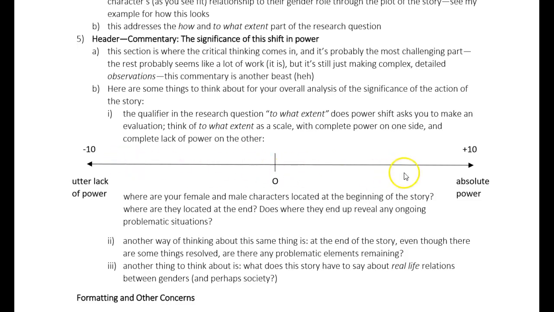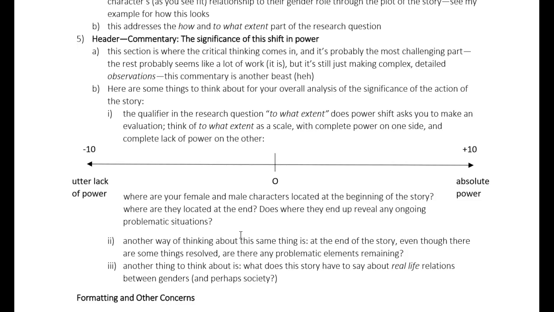Well, throughout the story, that power shifts and it moves. So it's no spoiler to say that during the story, Red's power dips to 0 or maybe even below 0, and then she gains it back. And the wolf goes from having a really high level of power and control and authority to less than that. So you might ask yourself, where are your female and male characters located at the beginning of the story? Where are they located at the end? And does where they end up reveal any problematic situations? If there's still a power disparity, what does that mean?